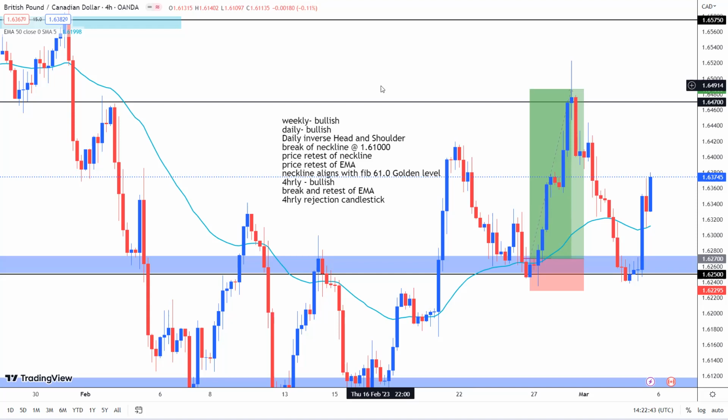So what I do is I love to see the weekly, the daily, and the 4-hourly time frames in alignment before taking any trade setup. Typically, these higher time frames mentioned are my market structure determinants. Anything beyond the 4-hourly time frame I use for entry executions and other confluences.